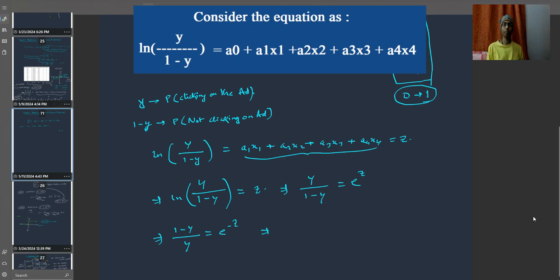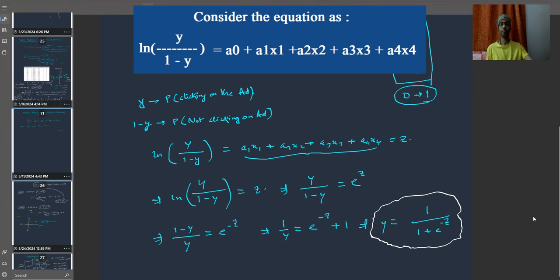Now we rearrange it further. 1 minus y is equal to e to the power minus z plus 1, which evidently implies that y is equal to 1 by 1 plus e to the power minus z. Now this is the magic that actually enables us to keep the value within 0 and 1. How? Let us see through a demonstration.